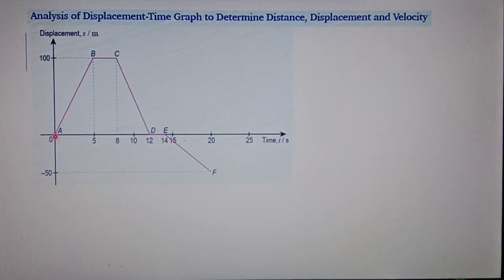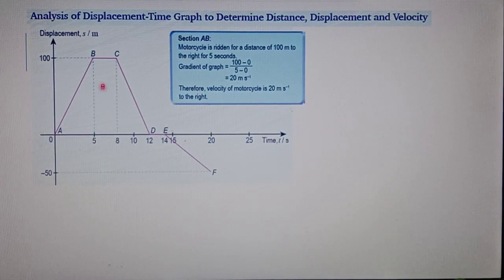As you can see, the object is moving from A to B, B to C, C to D, D to E, and E to F. You can see the different shapes of the graph. Okay, so you need to remember what we have discussed earlier about the type of motion based on the shape of the graph given for an ST graph. Let's look at the first part, AB.